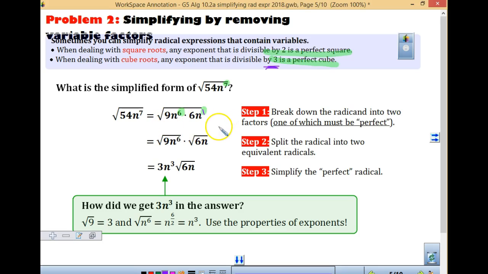Someone said, why are we going 6 and 1? Why not go like 3 and 4? Well, 4 is even, but you want to go with the largest number that adds to the 7, so you're left with that. So we're going to split it down. Square root of n to the 6th, square root of 9 gives us the 3, n to the 6th. We're dividing 6 by 2 and giving us 3, and we're left with this last part.